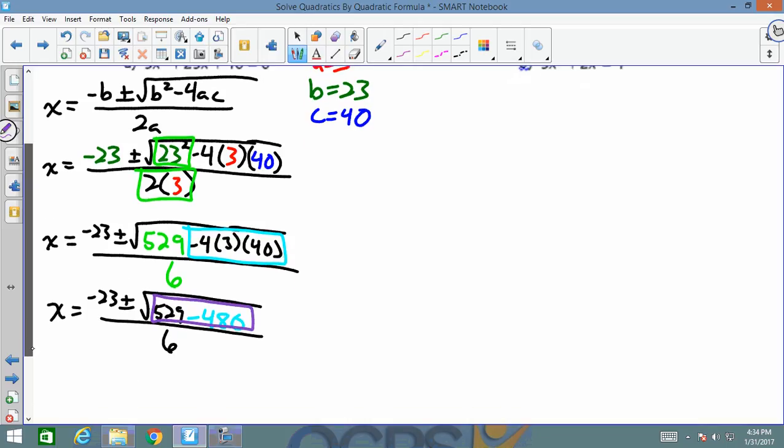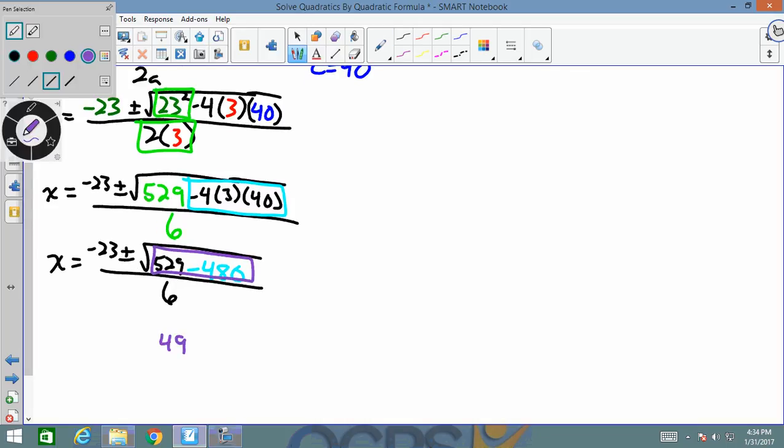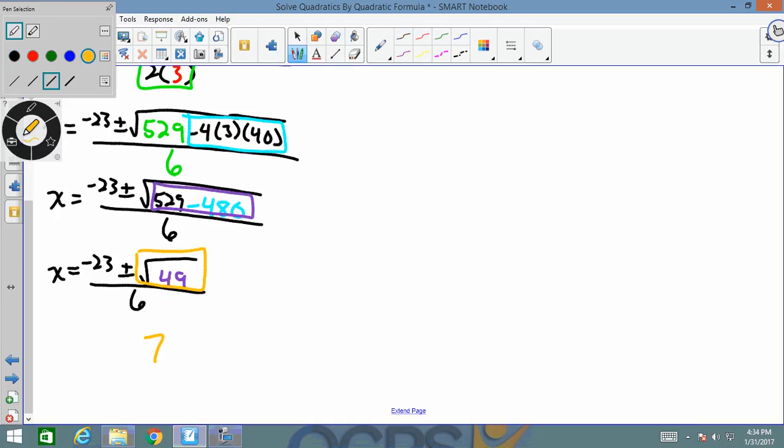Give you 49. We're going to bring everything else back down. So x equals negative 23 plus or minus the square root of 49 over 6. Then we're going to go ahead and do the square root. And the square root of 49 is 7. X equals negative 23 plus or minus 7 over 6.